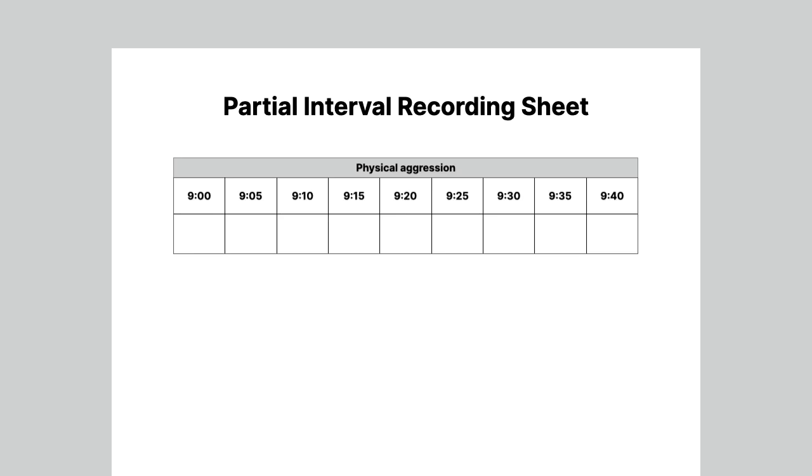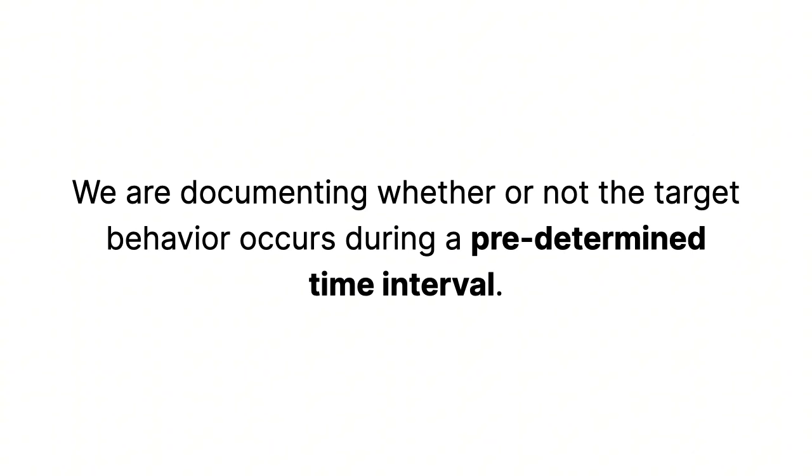During your data collection session, if your target behavior occurs during a time interval, you put an X in the block. Now let's say the target behavior occurs 2 seconds into our first interval, and then it happens again 3 minutes into our first interval, and then again 4.5 minutes into our first interval. You only put 1 X in the box. With interval recording, we are not counting the total number of times the target behavior occurs. Instead, we are documenting whether or not the target behavior occurs during a predetermined time interval.